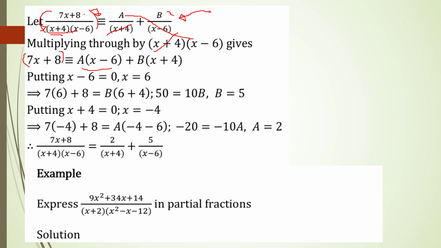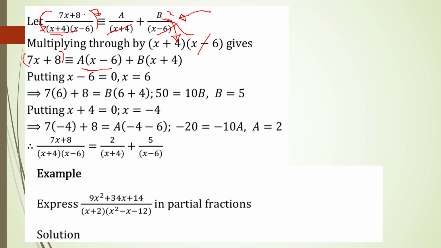If you multiply with b, if you get your LCM and multiply it with b divided by x minus 6, these two brackets cross, and then you remain with b into x plus 4. So that's what you call partializing.